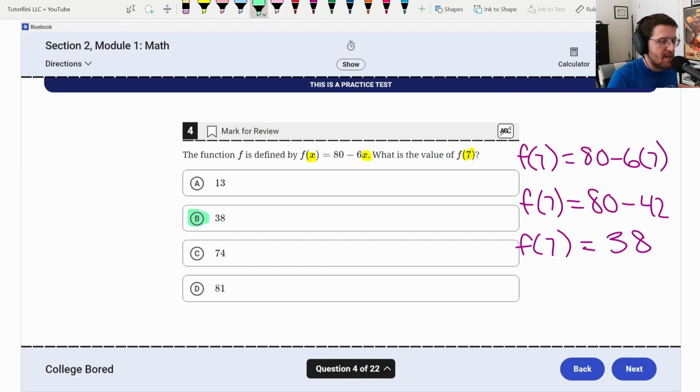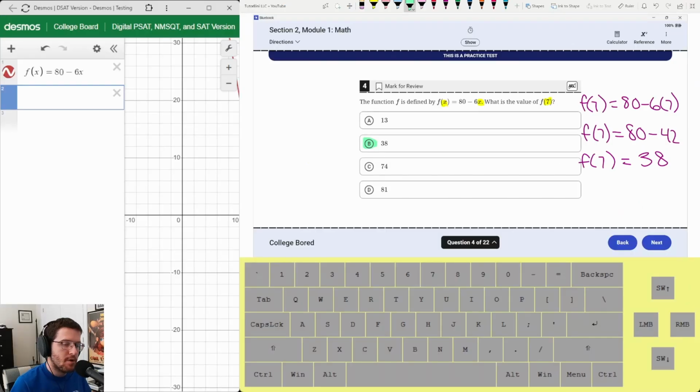We can also do this on Desmos, so let's go do that. So I just typed in the function exactly as it's written. Now I'm going to type in f of 7 on the next line, and I also get 38.